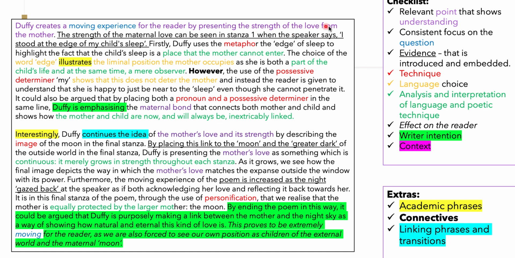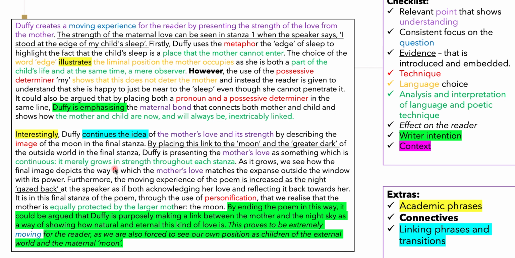So going back to my point up here, by describing the image, so we've got technique of the moon in the final stanza. By placing this link to the moon and the greater dark of the outside words in the final stanza, Duffy has presented the mother's love, going back to my point, as something which is continuous. It merely grows in strength through each stanza.